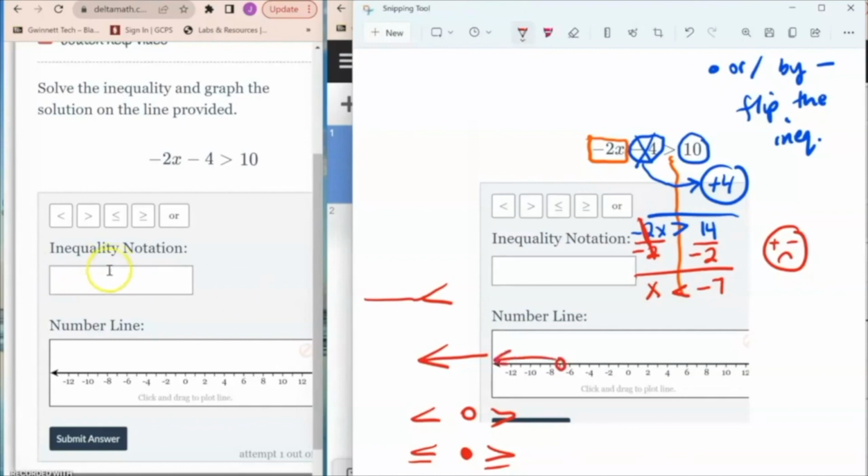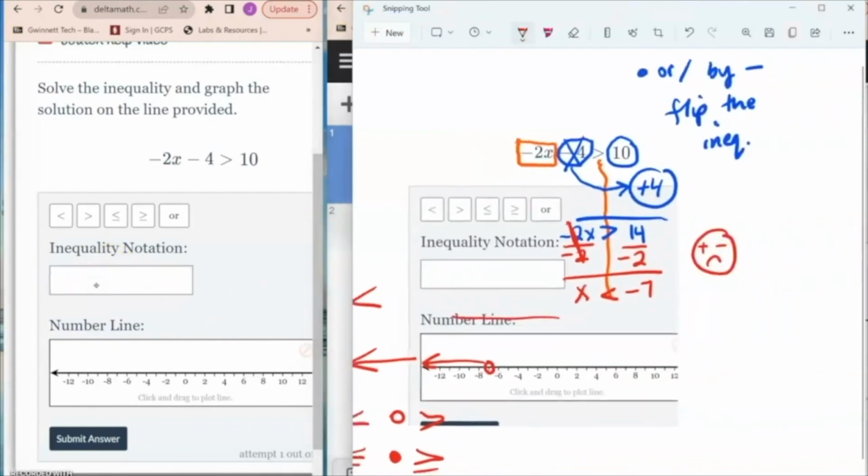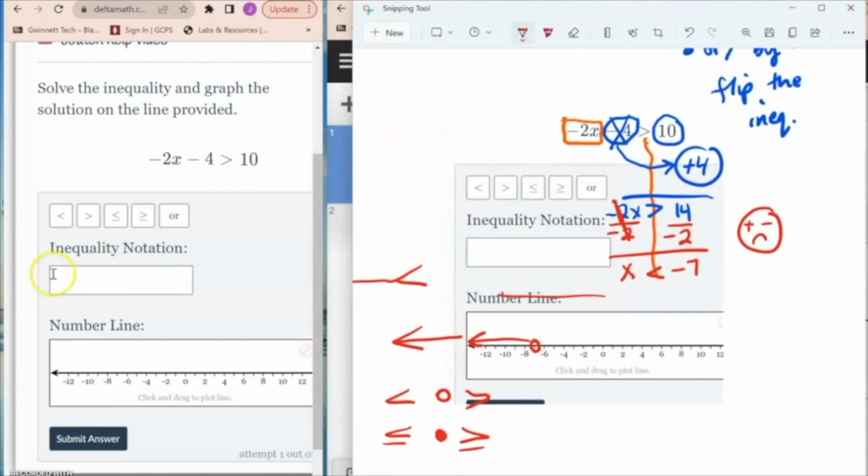All right, so let me go ahead and put it all in here. So what's the inequality notation? It's right here. X is less than, and you're going to write the whole thing.